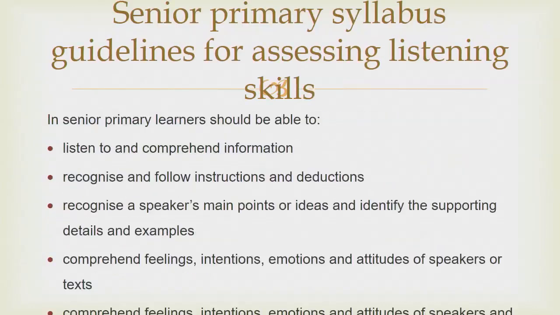Okay, then guidelines for assessing listening skills. In senior primary, learners should be able to do the following. These are things they should have achieved at the end of it. They should be able to listen to and comprehend information. They should be able to recognize and follow instructions and deductions. They should be able to recognize the speaker's main points or ideas and identify the supporting details and examples. They should be able to say, these are the main points from what I have heard. They should be able to comprehend feelings, intentions, emotions, and attitudes of speakers or texts.